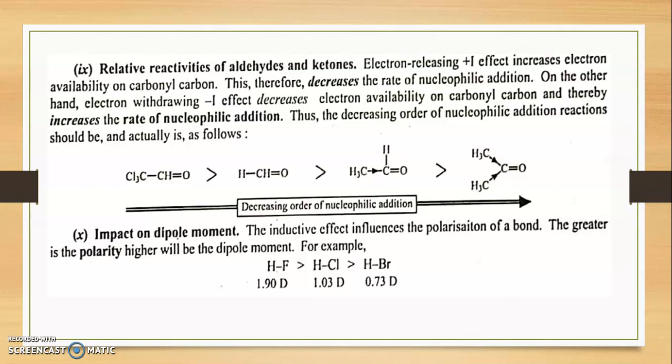Electron releasing plus I effect increases the electron availability of the carbonyl carbon and therefore decreases the rate of nucleophilic addition. On the other hand, the electron withdrawing minus I effect decreases the electron availability of the carbonyl carbon and thereby increases the rate of nucleophilic addition. This is the decreasing order of the rate of nucleophilic addition.